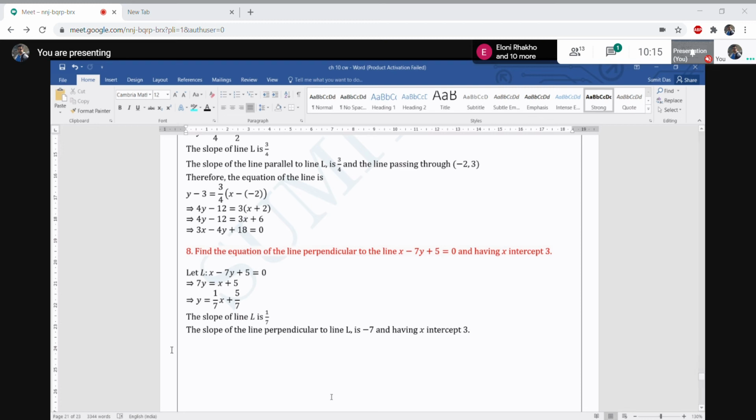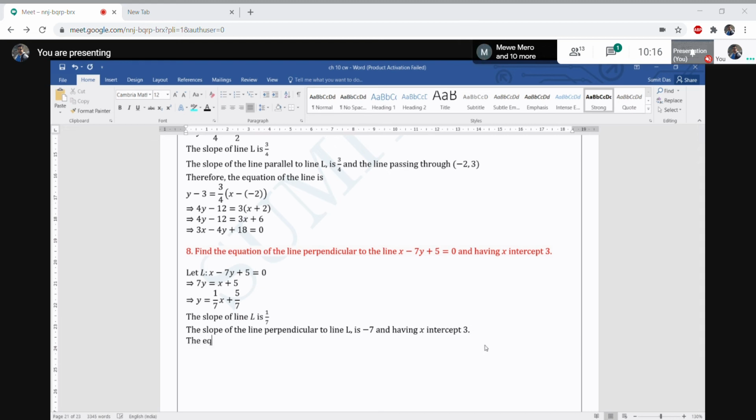Okay, fine. The slope of the line perpendicular to the line L will be -7. Look, whenever the number is this, perpendicular means minus of that reciprocal, and parallel means that same number. As simple as that. You have to remember only this thing. And x intercept. So what will be the equation of the line?